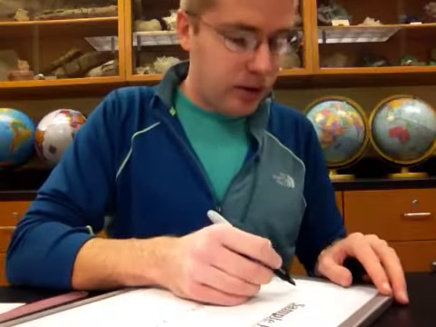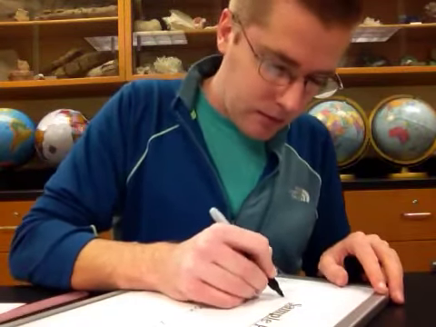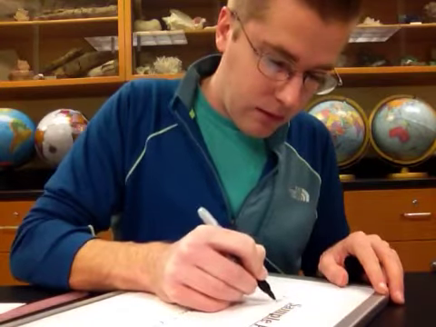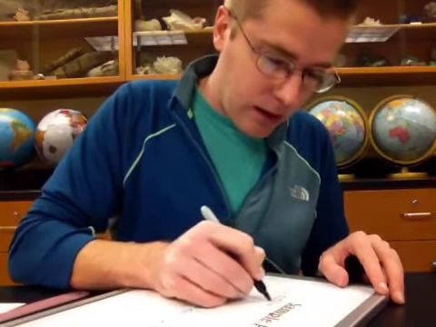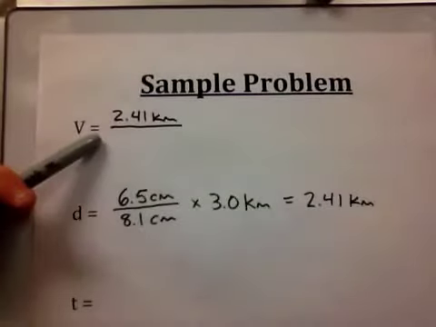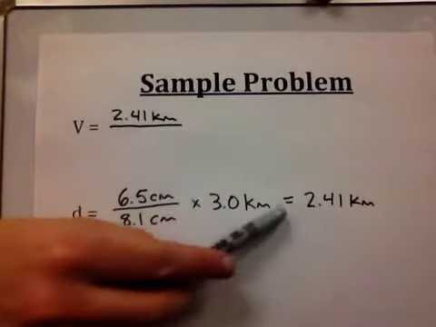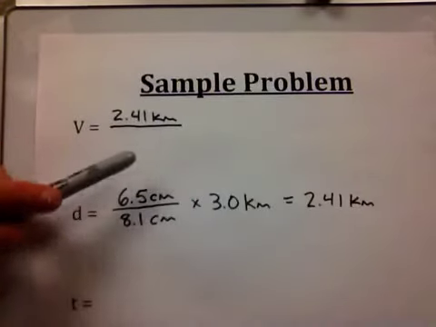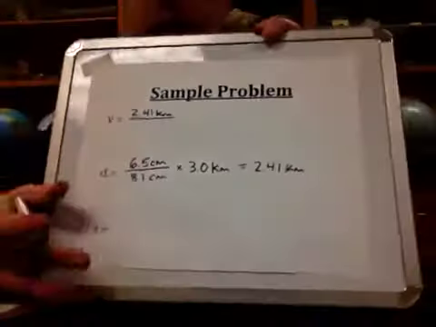And we are going to put that up where V is also. Because remember, V equals D over T, so we figured out the distance. We can put that up here. Now we need to figure out the time.